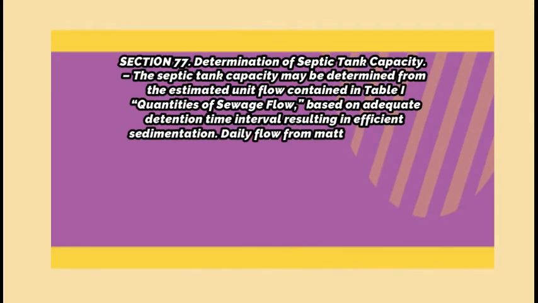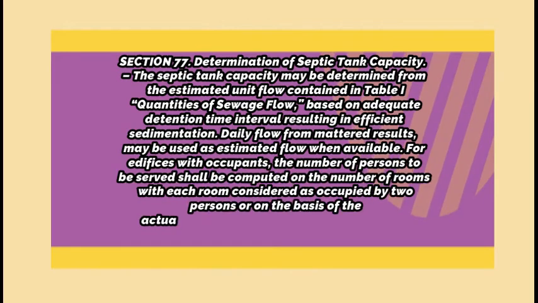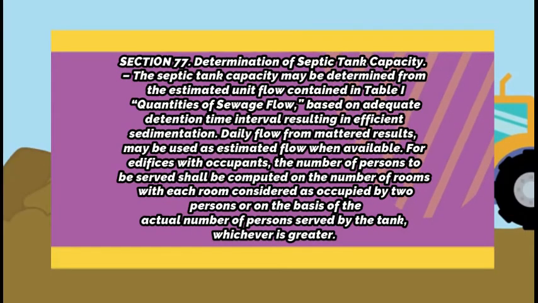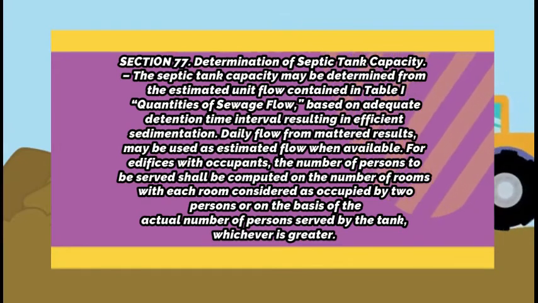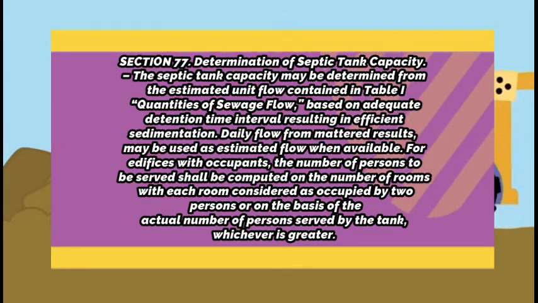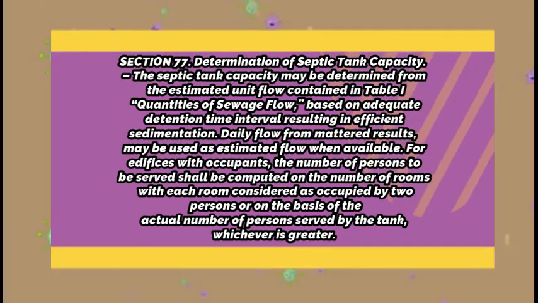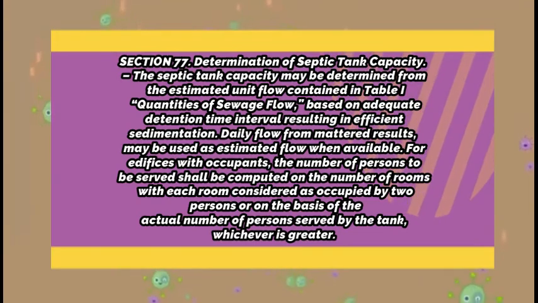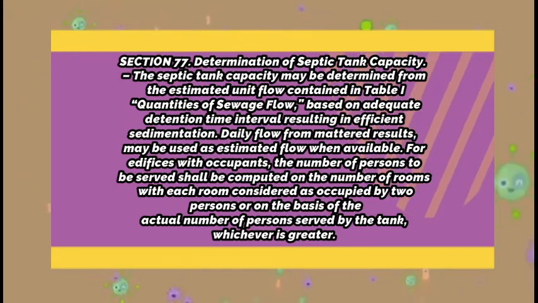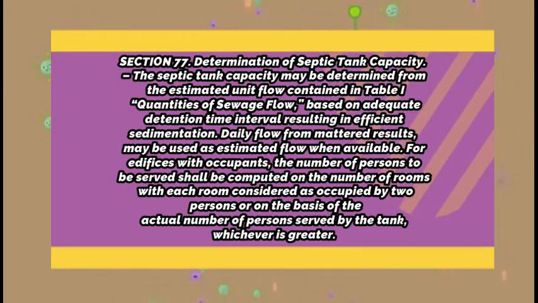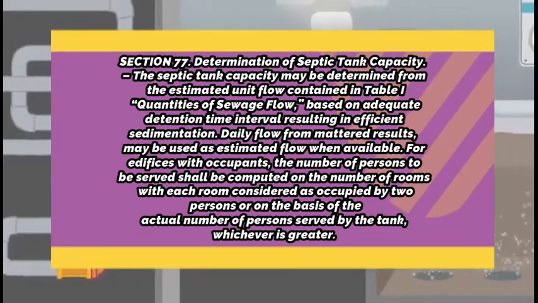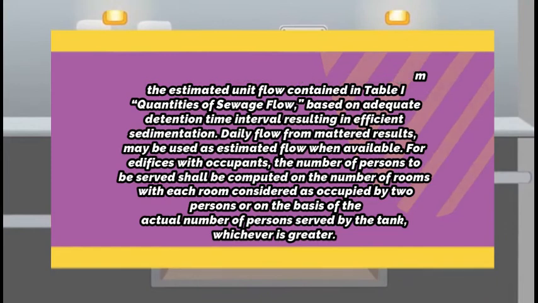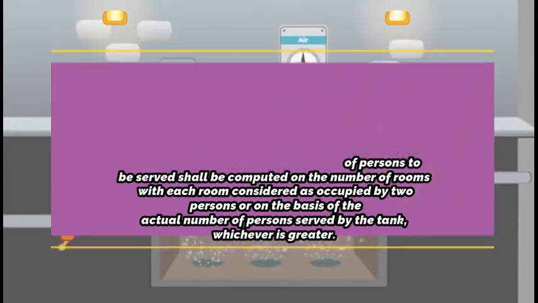Section 77, Determination of septic tank capacity. The septic tank capacity may be determined from the estimated unit flow contained in Table 1, Quantities of Sewage Flow. Based on adequate detention time interval resulting in efficient sedimentation, daily flow from water meter results may be used as estimated flow when available. For edifices with occupants, the number of persons to be served shall be computed on the number of rooms, with each room considered as occupied by 2 persons, or on the basis of the actual number of persons served by the tank, whichever is greater.